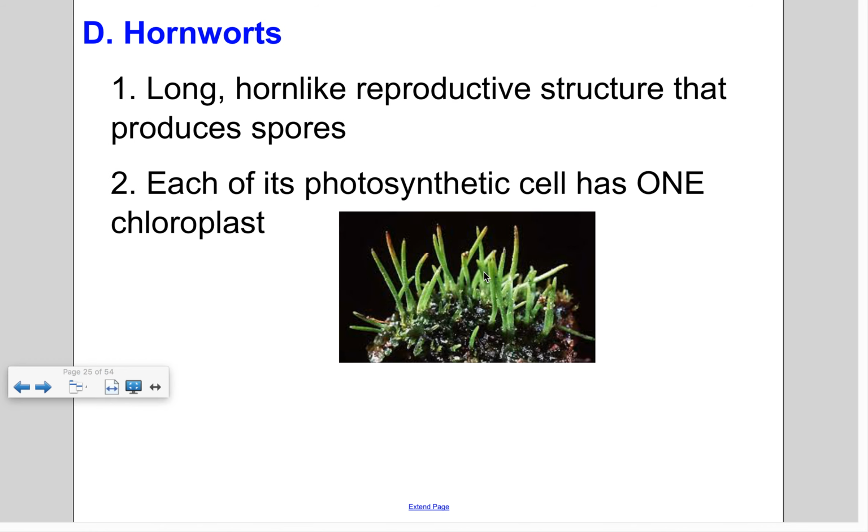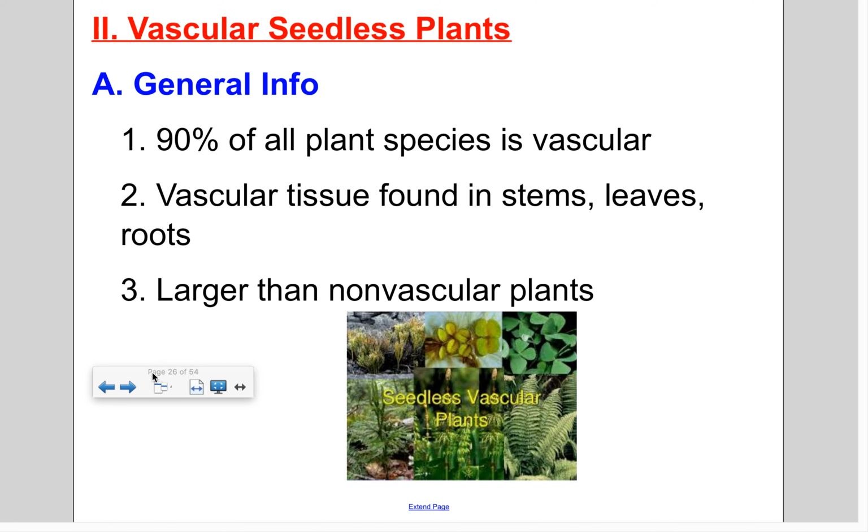Last group of the bryophytes, hornworts. They have a long horn-like reproductive structure that produces spores. So this horn-like shape inside produces spores. Another unique thing about hornworts, each photosynthetic cell has just one chloroplast. So hornworts are very unique in their structure. So that's non-vascular seedless plants.